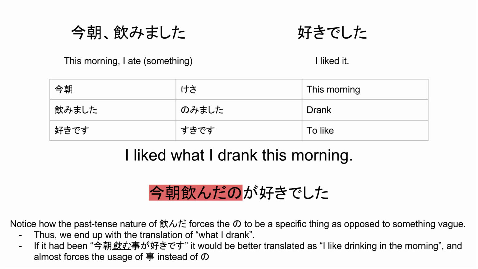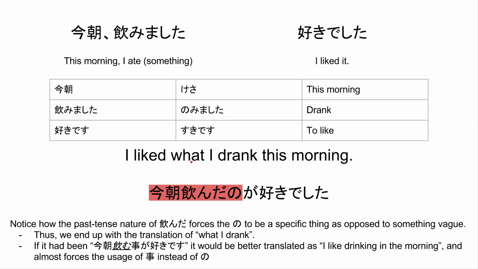Alright. Kesa nomimashita. Sorry, this should be drink. I was going to use tabemasu, then I changed it. That should be, sorry, right here, this should be drank. This morning I drank something. Sorry, here we have it right. Nomimashita, drank. Apologies, just my bad, I missed it. Kesa, this morning, nomimashita, drank. Suki deshita, I liked it. Whatever it was, I liked it. Suki desu is to like, and deshita is past tense.